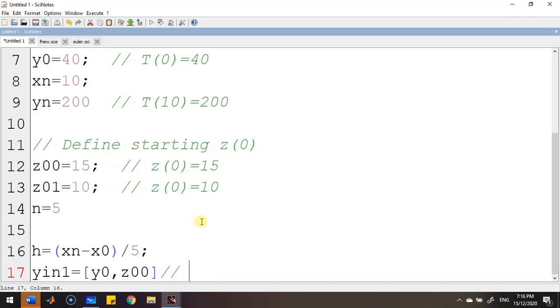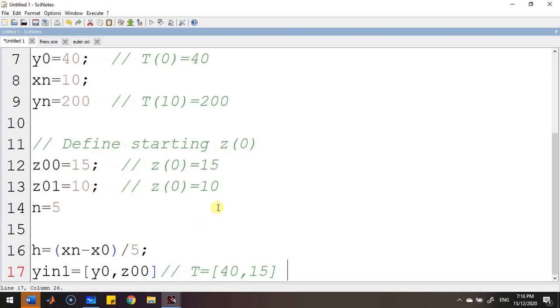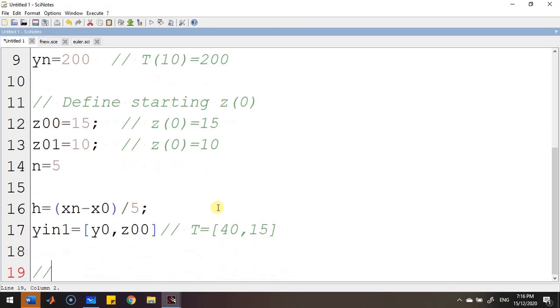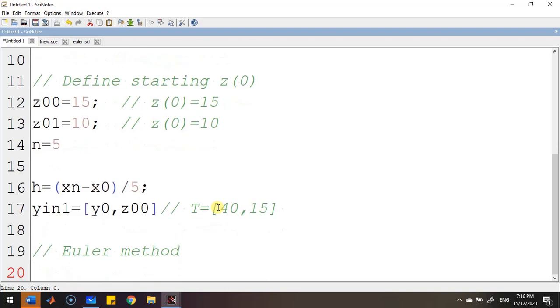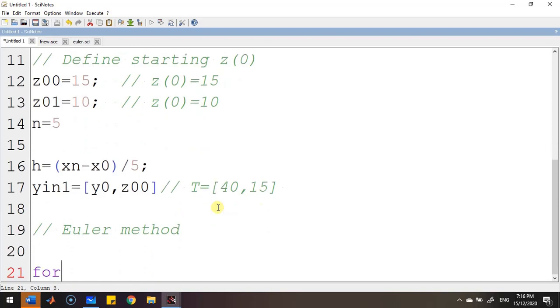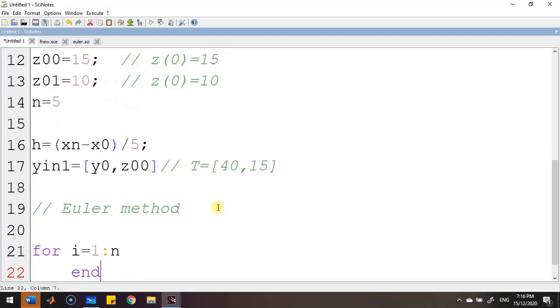Okay, so this is what it means. If you look at my first computation, I start with 40, 15. This is my first Euler computation. Now I'm going to use the Euler method to solve this. I'm calling the function Euler, for i equals 1 to n, and the function.